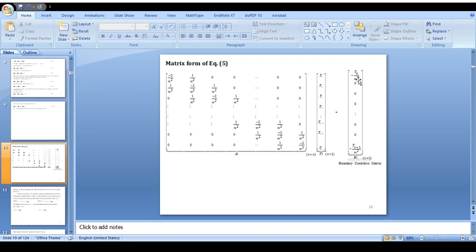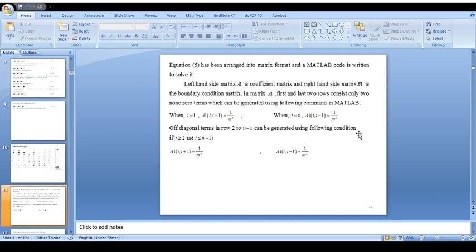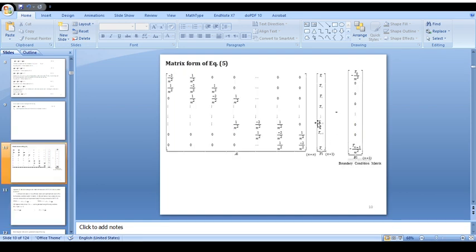Now this one here is the boundary condition matrix. So T0 is the temperature at the boundary on the left-hand side, and Tn plus 1 is the boundary temperature on the right-hand side. Now these matrices need to be generated by any programming language. Here I have used MATLAB programming.